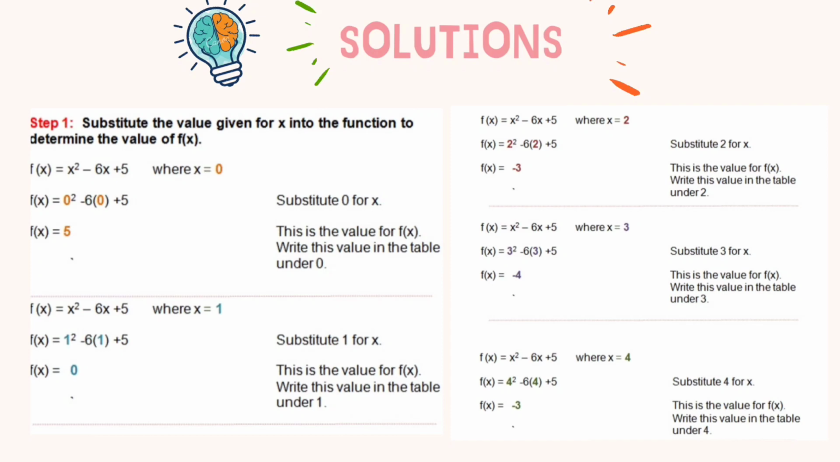When x is equal to 1, we will have f of x equals 1 squared minus 6 times 1 plus 5. The value of f of x is equal to 0. When x is equal to 2, the value of f of x is equal to negative 3. When x is equal to 3, the value of f of x or the value of y is equal to negative 4. When x is equal to 4, the value of y or the value of f of x is equal to negative 3.